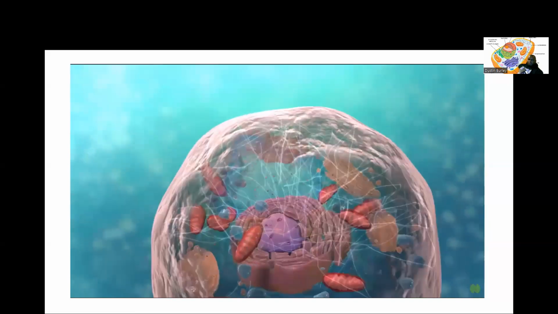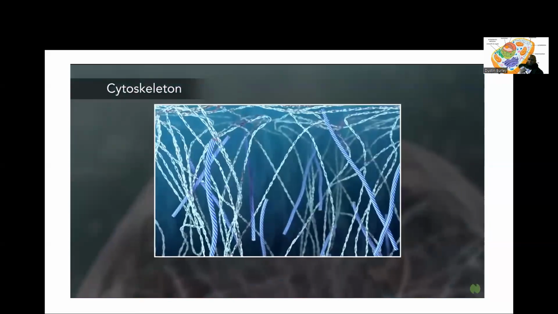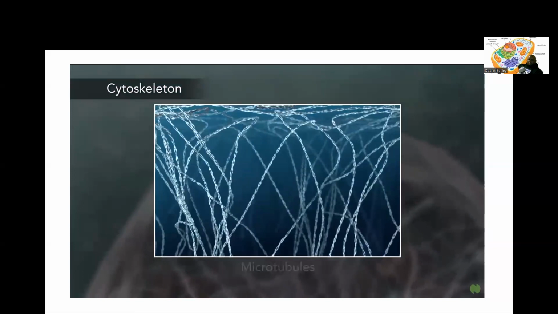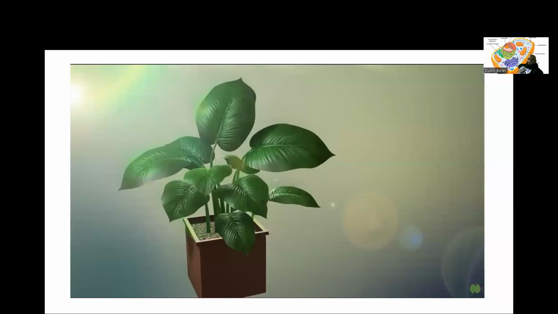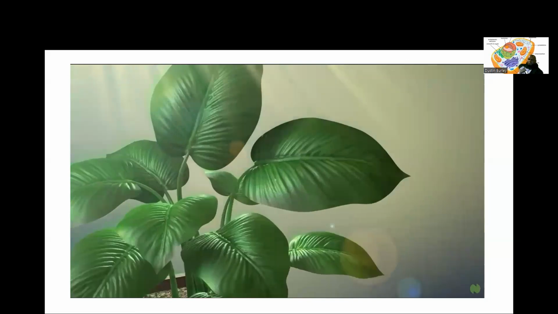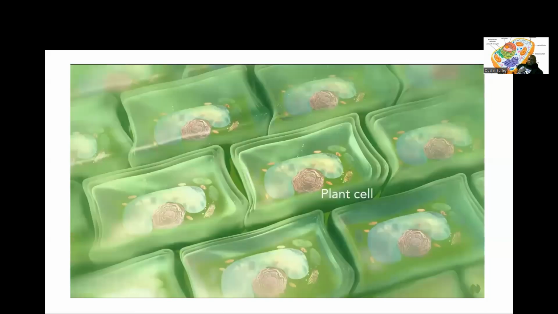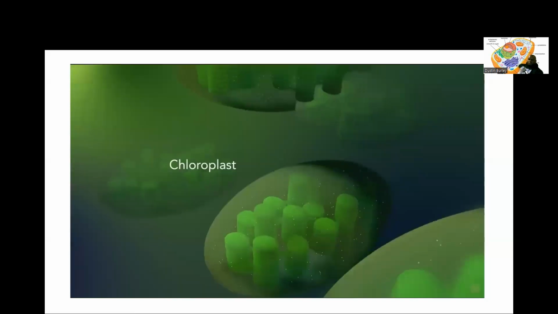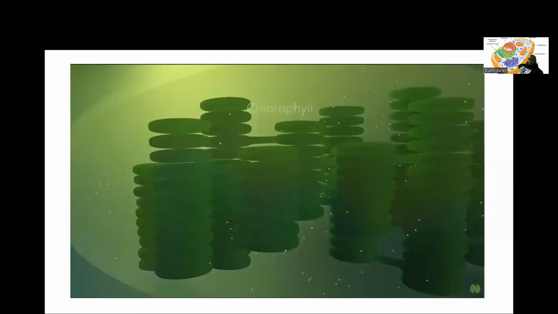Meanwhile, the cell maintains its shape through a cytoskeleton. The cytoskeleton includes the thread-like microfilaments, which are made of protein, and microtubules, which are thin, hollow tubes. Some organisms, such as plants that are photoautotrophic, meaning they capture sunlight for energy, have cells with an organelle called a chloroplast. The chloroplast is where photosynthesis happens. It's green because it has a green pigment called chlorophyll.